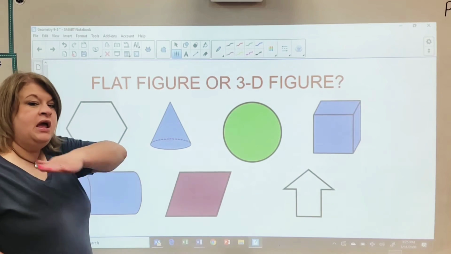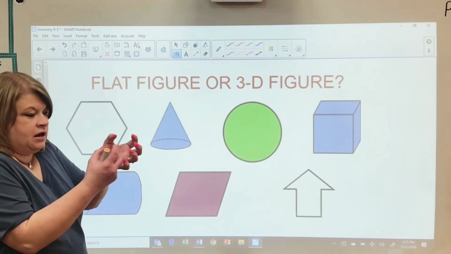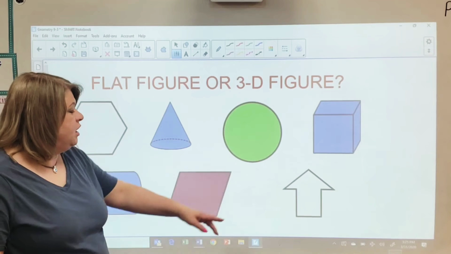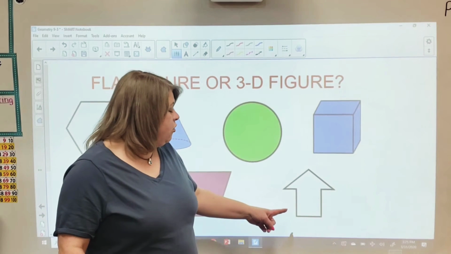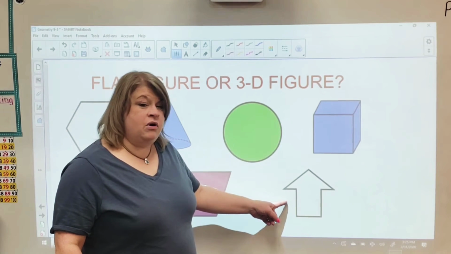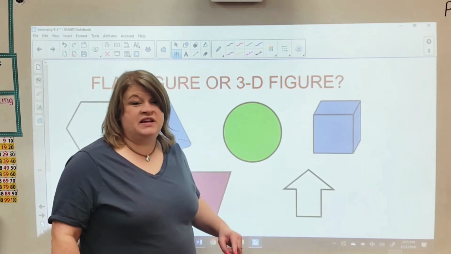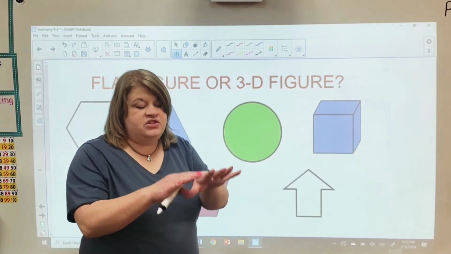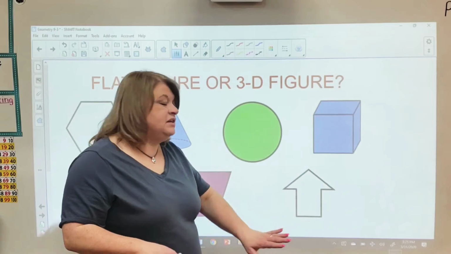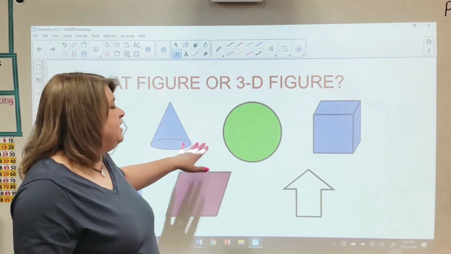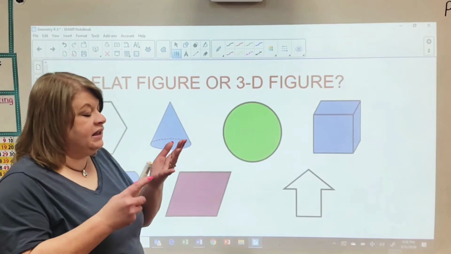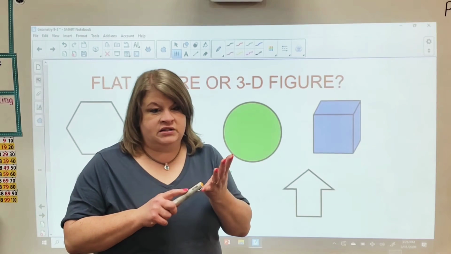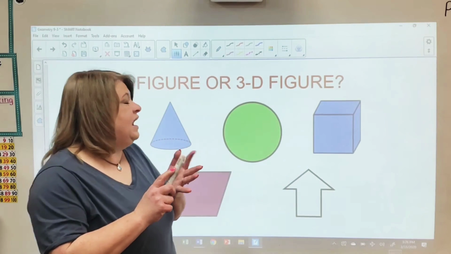It's just on paper. It means it's written on paper. It's not like a big figure you can hold in your hand. What about this one, this arrow? This arrow is also flat because it's drawn on paper. If it's drawn on paper like this, it is flat. If it's a 3D shape, it is not. So a polygon has to have straight sides, it has to be closed, and it has to be flat.